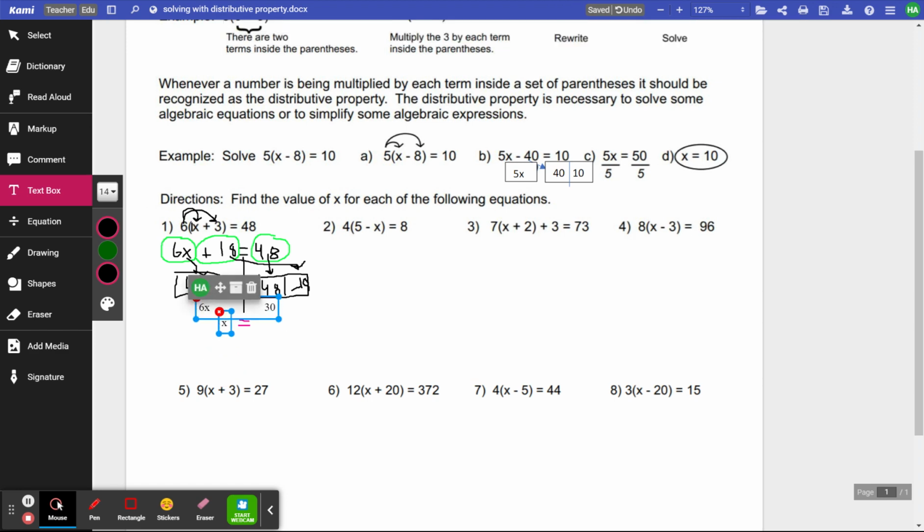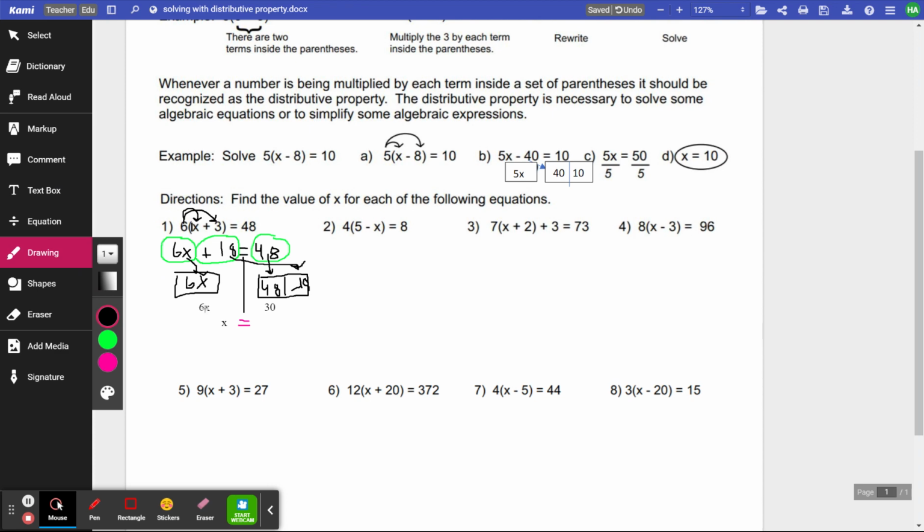So when I look up here, I notice I have 6 times x. I have a 6 times x, and I need to get x alone. So that means I need to get rid of this 6 right here. And I have to ask myself, how is this 6 and this x attached together? What is holding them together? And it is multiplication. And so I'm going to want to move this 6 over.